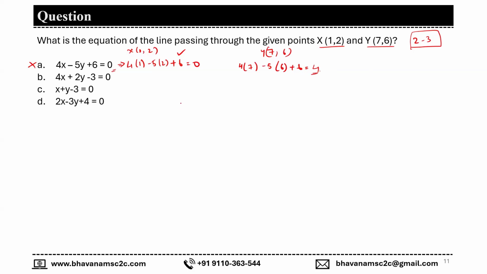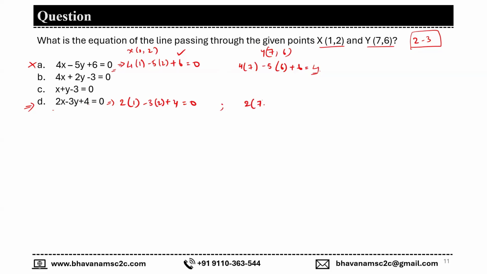Option D. Let's see if option D satisfies. So here it is 2 into 1. We are substituting the x coordinate within the given equation: 2 into 1 minus 3 into 2 plus 4. What is it? 2 plus 4 is 6, minus 6 is equal to 0. And the second one.